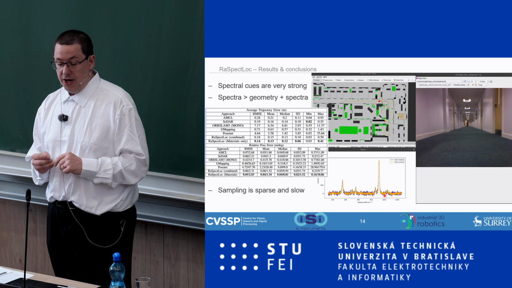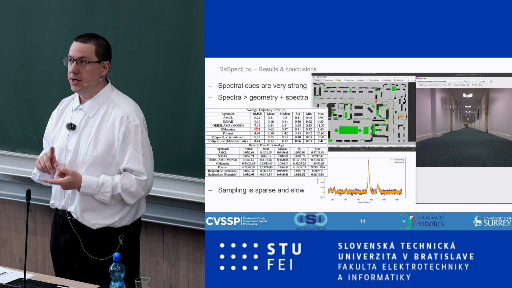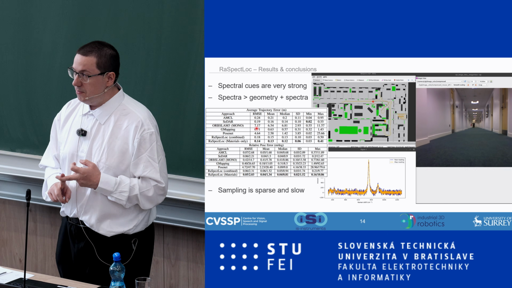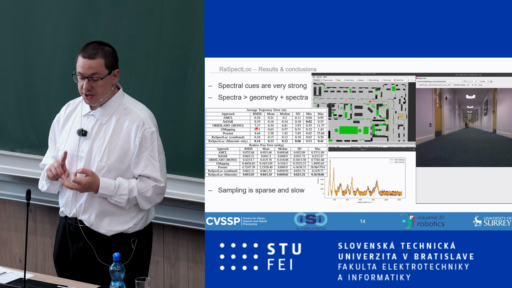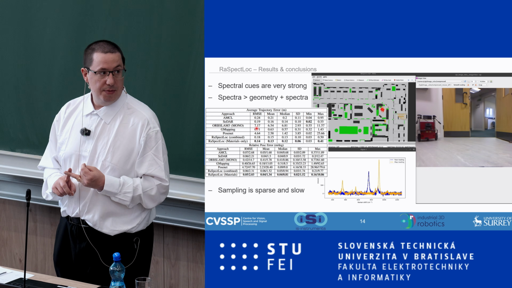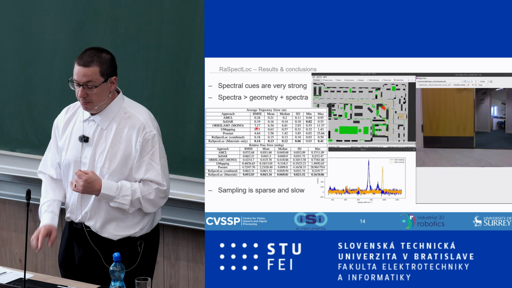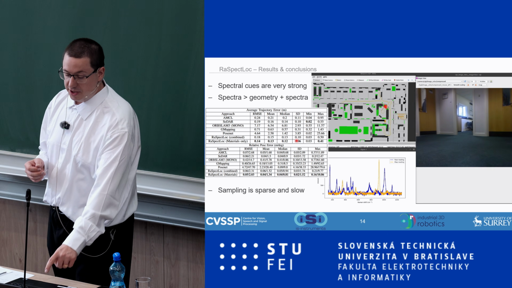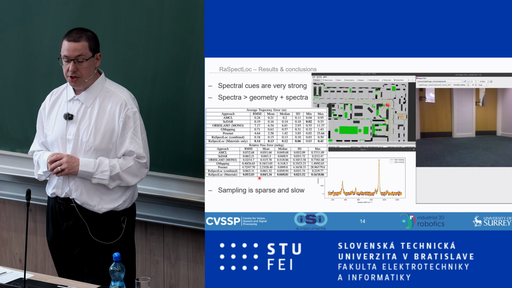And so what we found was we compared against a wide range of different techniques. We compared against traditional range-based Monte Carlo localization, compared against semantic, like machine learning approaches, pure learned pose estimation, 3D ORB-SLAM. And we find that the spectral information is drastically more effective because it's such a strong cue.